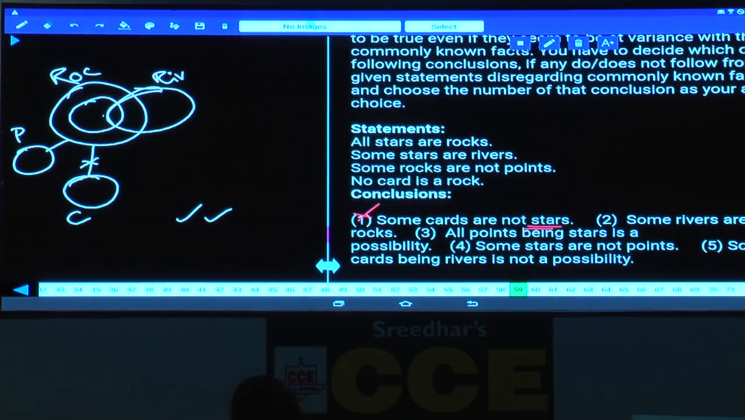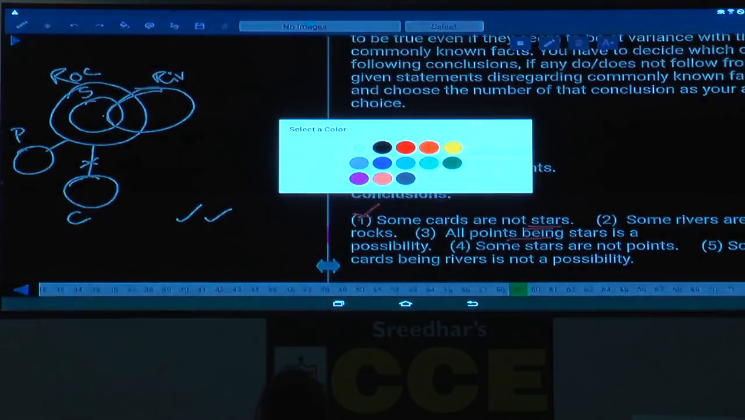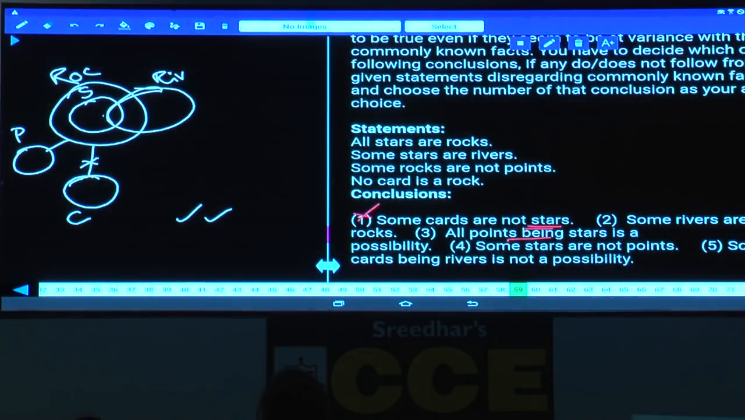Because most of you have this confusion whenever some not is given, isn't it? Then what is the possibility here? All points are stars means this entire point must be like this. Tell me whether I can draw my point like this or not.